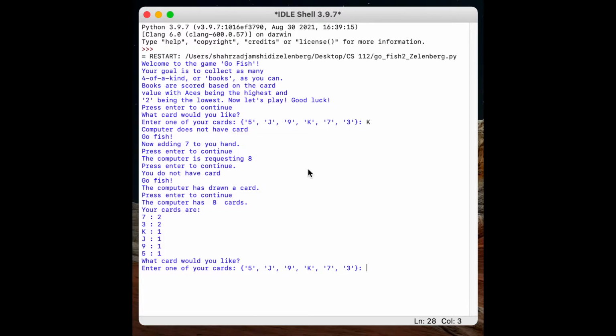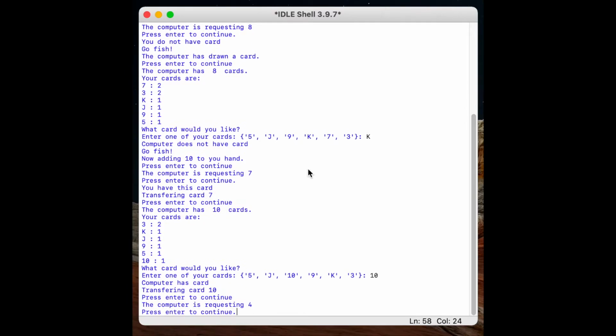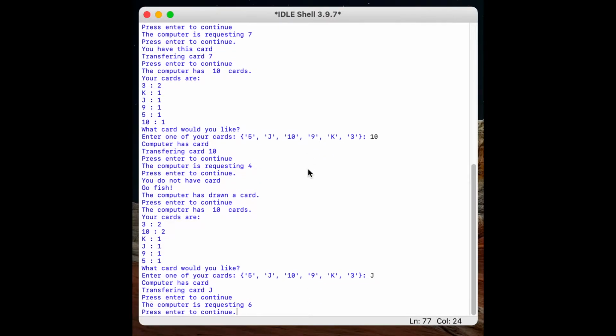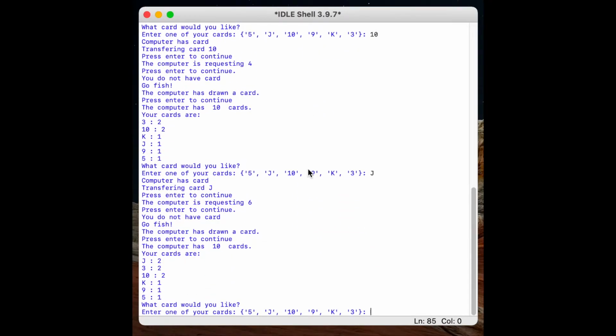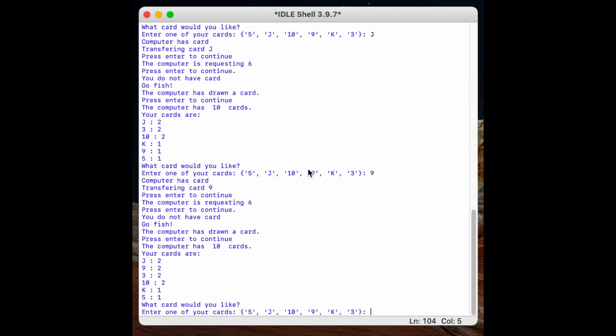to continue. So here we have a display of our cards, which is that we've got 2 sevens, 2 threes, 1 king, 1 jack, 1 nine, and 1 five. And you can see that we lost the sevens because they were requested by the computer. We requested tens from the computer and got that. The computer requested 4 and we didn't have it, and so on.